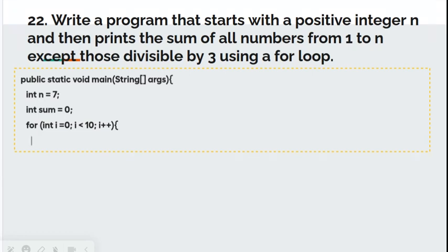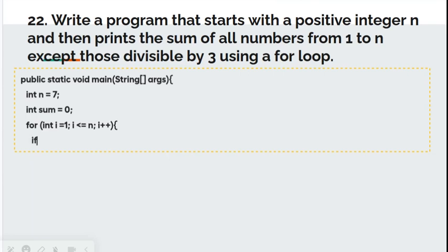So I want it to go from 1 to n. So I don't necessarily want to start at 0. I want to go from 1 to n. I want to include n, so it needs to be less than or equal to n. Now I've got a good loop in there, but I don't want it to pick up things divisible by 3. So I need to ensure it's not divisible by 3.